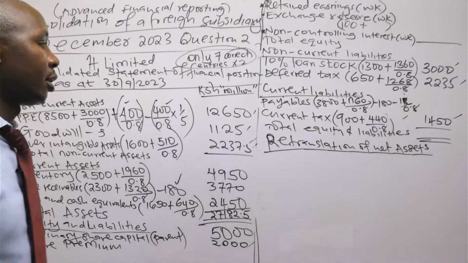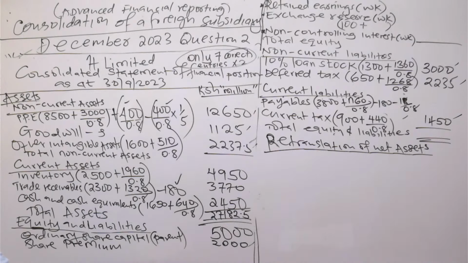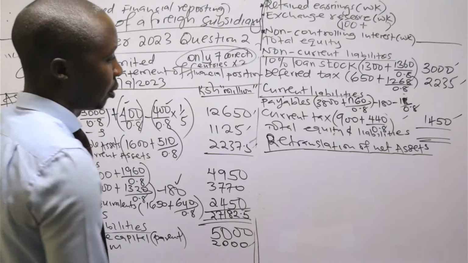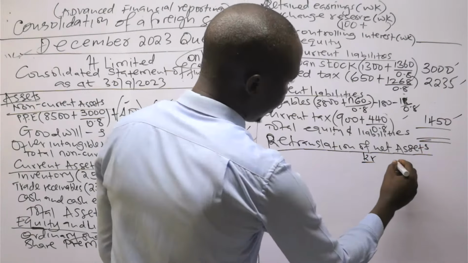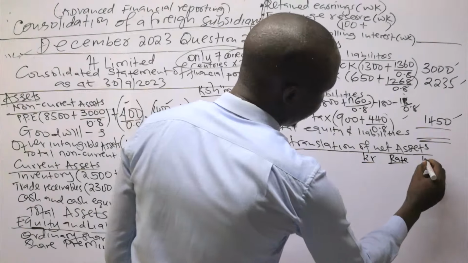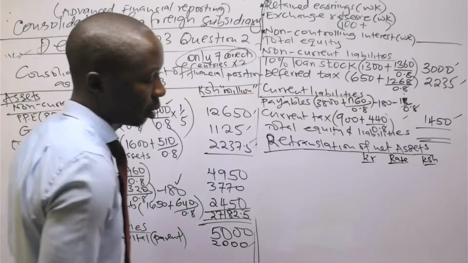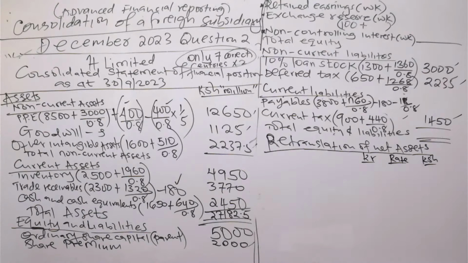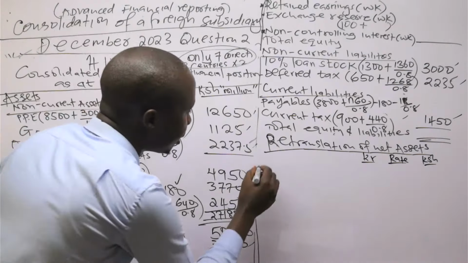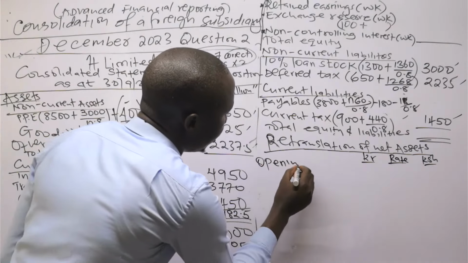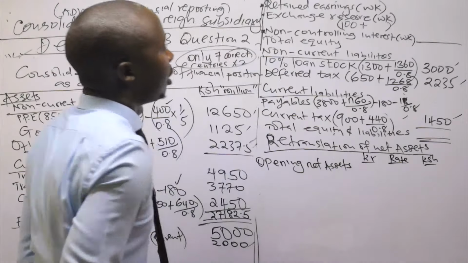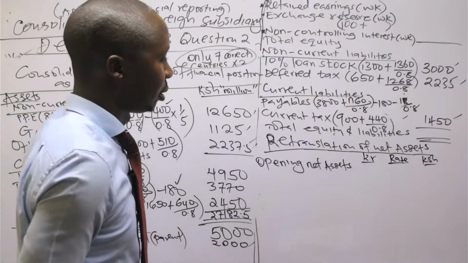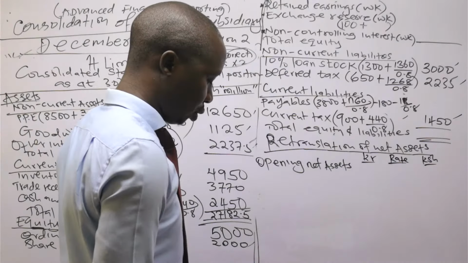So for the retranslation of net assets, which net asset do we have from the question? So I will have krona. Then we talk about the rate, and we have the Kenyan shillings. That is the case. So the retranslation of the net assets. We have the opening net assets as at the acquisition date, and that is as at October 1st. The one which was 2700.